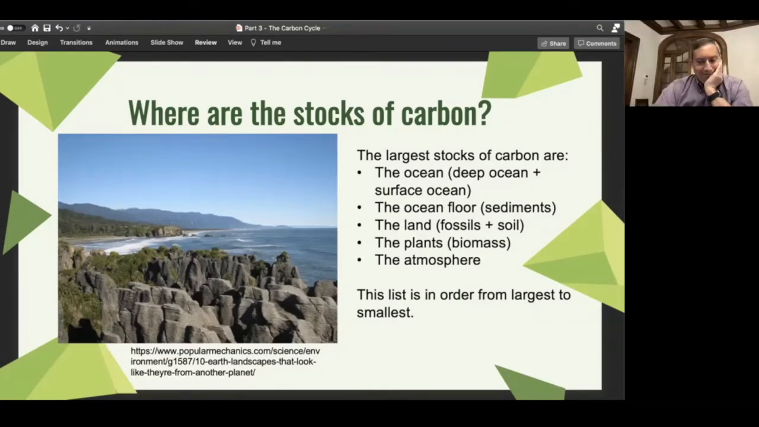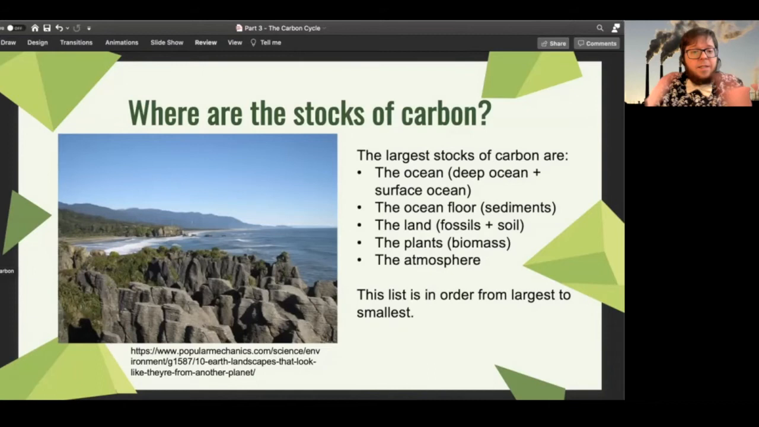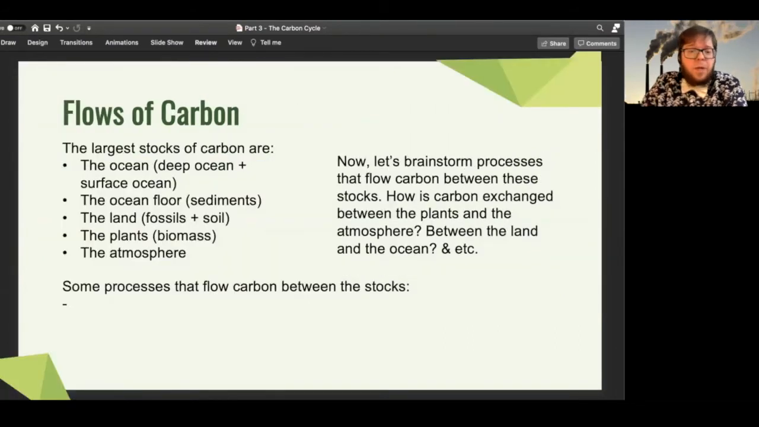So now that we know where the carbon is, that's the stocks of carbon, right? And we'll get to numbers in a minute. We want to know how it's moving around. So now my new brainstorm task for you: let's brainstorm processes that flow carbon between the stocks. How is carbon exchanged between the plants and the atmosphere, for example? That's an easy one. Between the land and the ocean, between the atmosphere and the ocean.